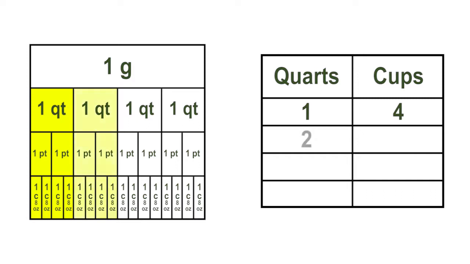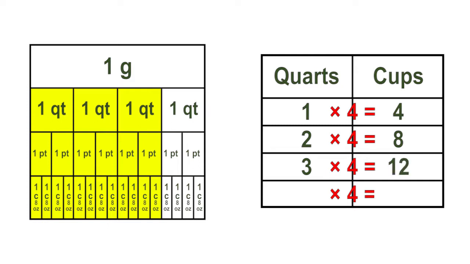How many cups are in 2 quarts? Using multiplication, we can multiply the 4 cups times 2 and get 8 cups in 2 quarts. We will follow the same pattern to find out how many cups there are in 3 quarts. 12 cups. We could continue this pattern to find out how many cups are in 4 quarts.